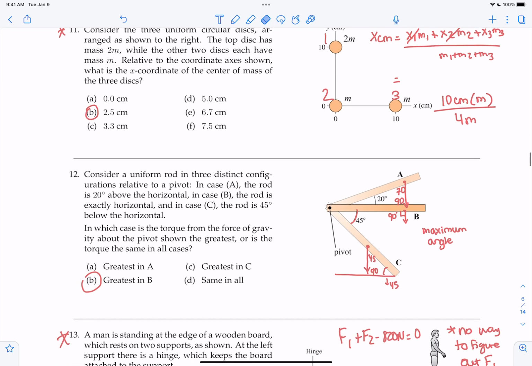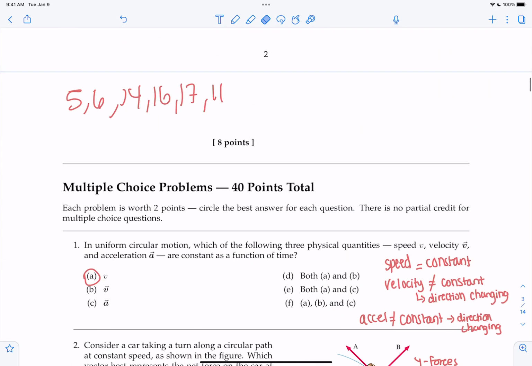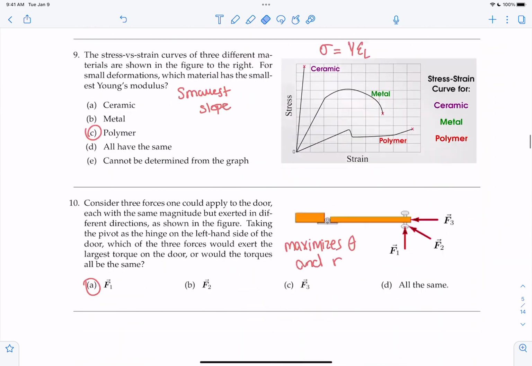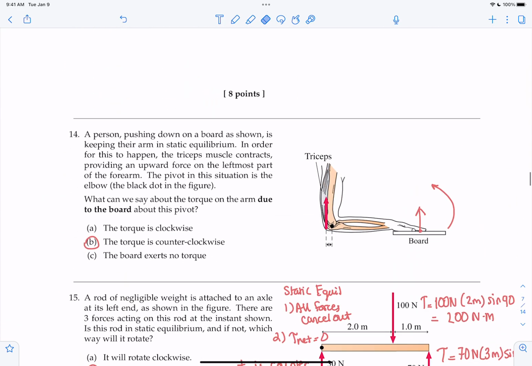Okay. What was the next one? 16, I think? 14, 16, 17. Okay. 14 is actually very, very simple. I screwed this one up on the exam. I lost points for this one. I was annoyed, but I was stupid too.